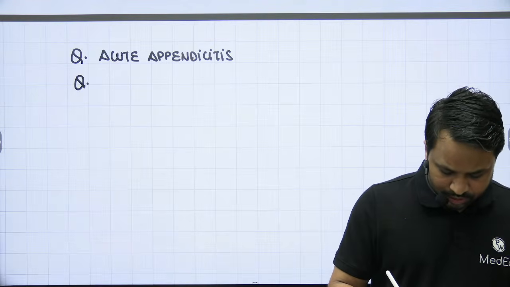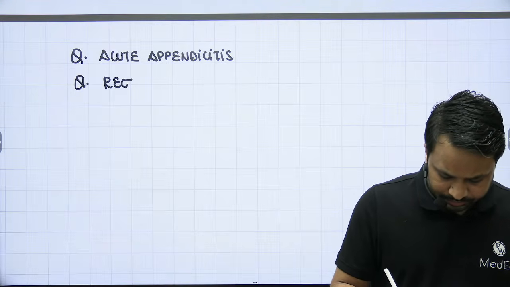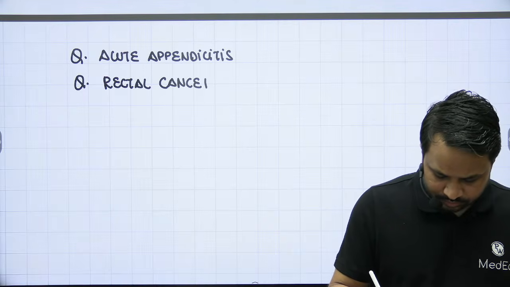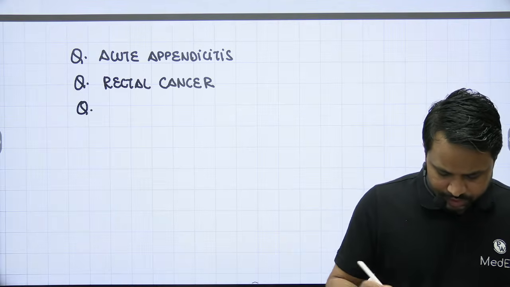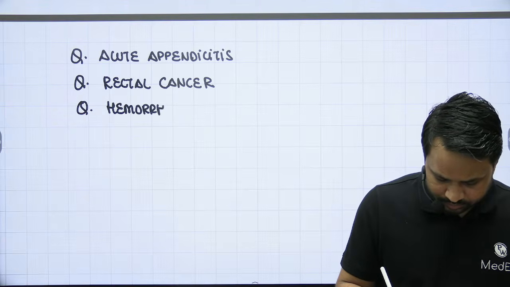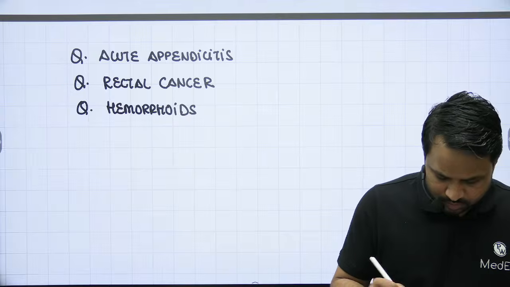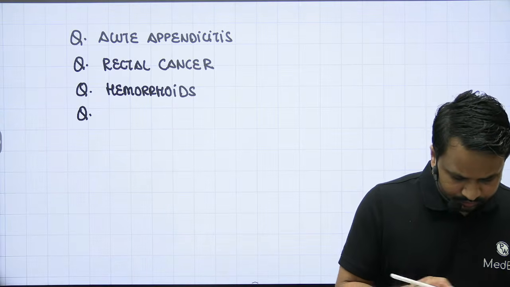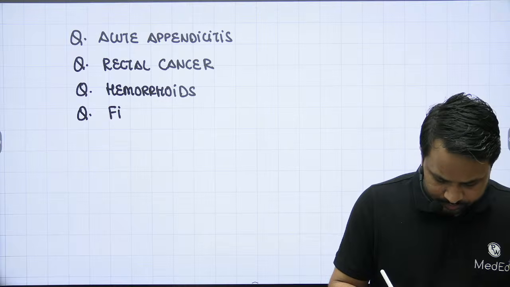Then there was a question on rectal cancer, diagnosis and management. Then there was a question on hemorrhoids and that's your fistulas, the fistula in ano.